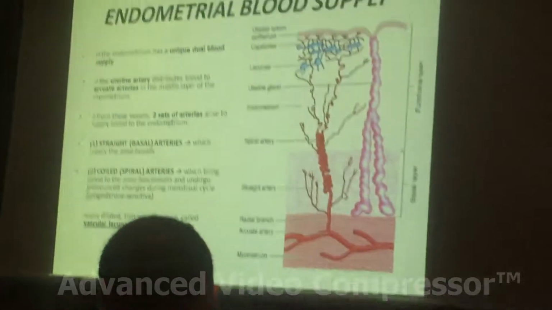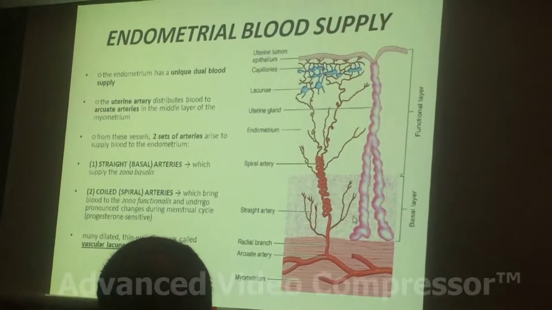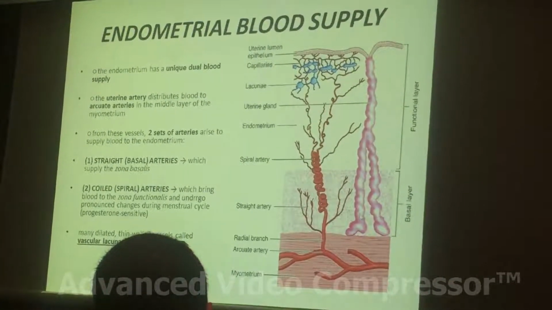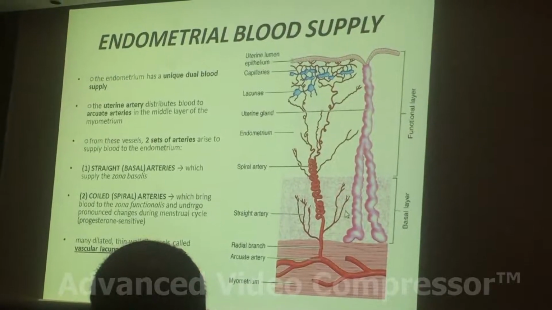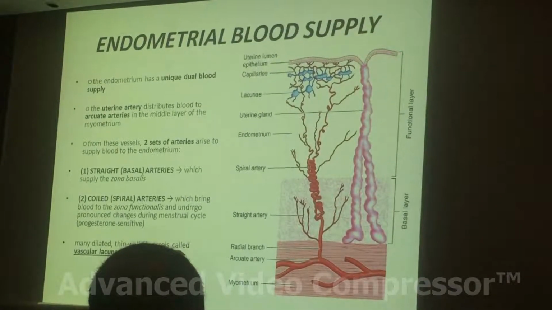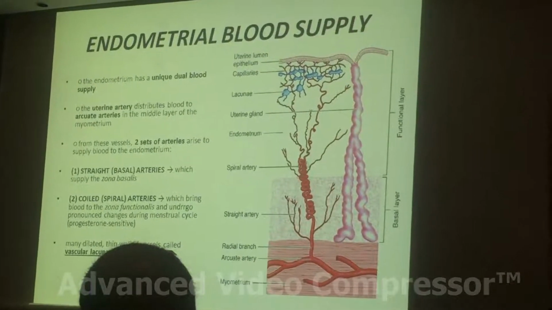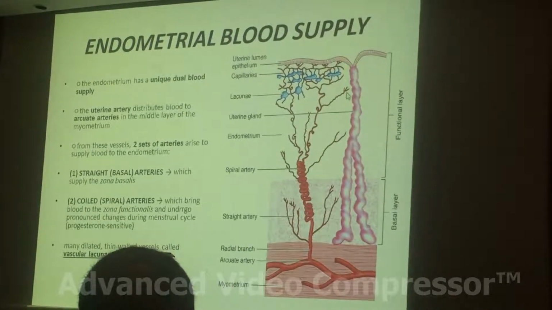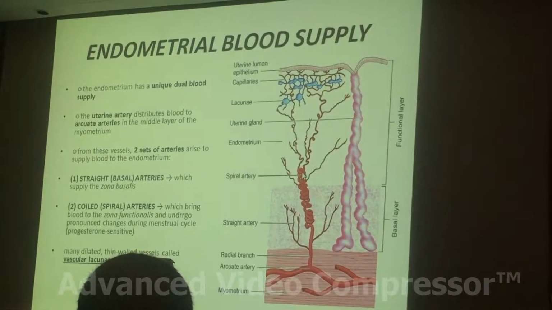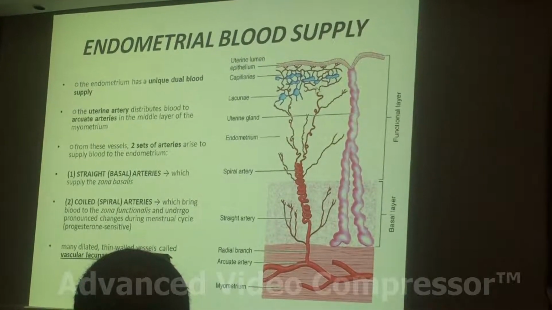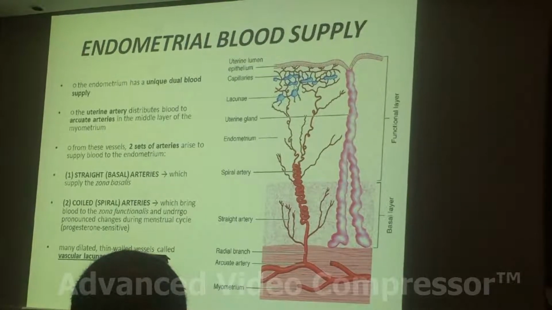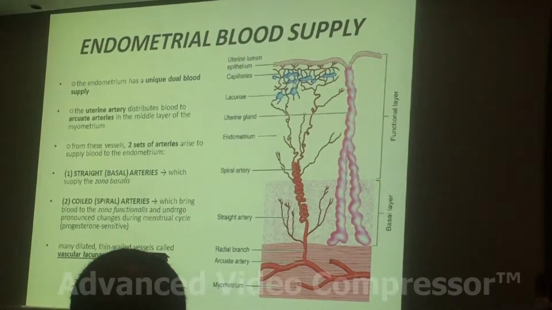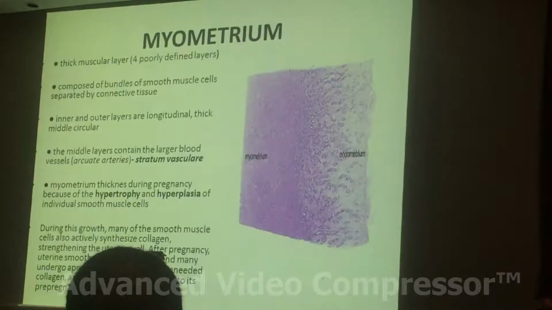So will there be any changes regarding them during the menstrual cycle? No, they are hormone insensitive. And then you have the spiral arterioles, much larger and longer, that extend into the functional layer. So will changes happen in them or not? Yes, they are progesterone sensitive. This will give rise to dilated capillaries, the sinusoids, or the vascular lacunae within the endometrium.